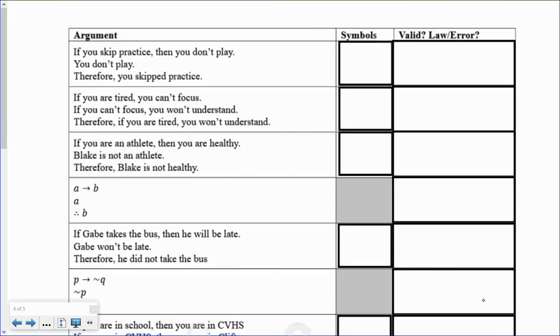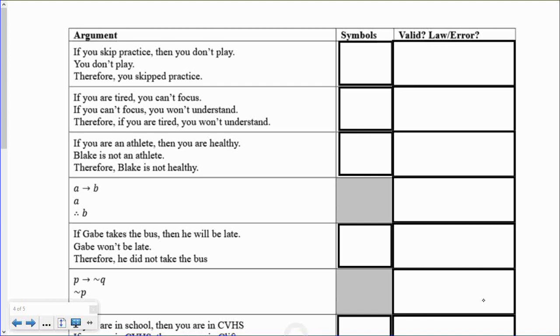We have a bunch of examples here. I have all these arguments. Some of them are in words, some of them are already in symbols. The very first thing you're going to do, when you see something like this, is you're going to turn it into symbols. Because it's way easier to see what's happening when you're working with symbols instead of the words. Okay? So we're going to go step by step and convert it to symbols and then take a look.